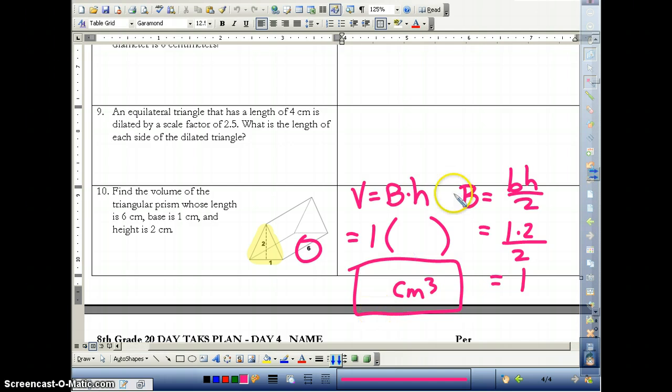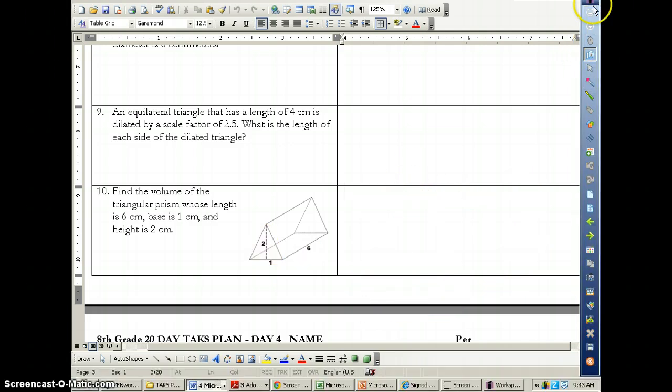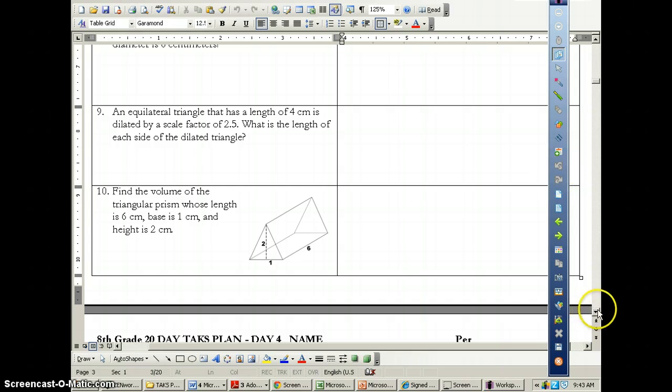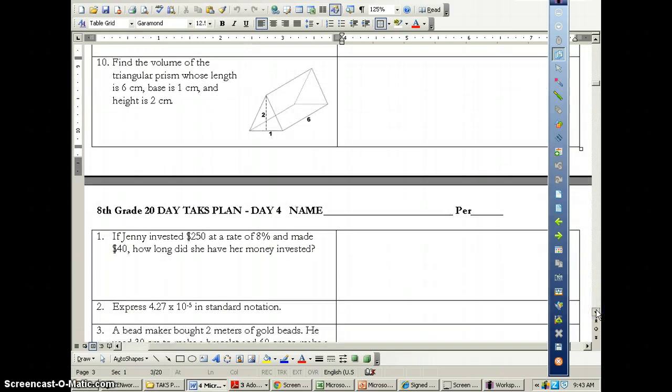All right, let's move on to day 2. Let's see if I can get this done in under 15 minutes. I'm only going to discuss the ones that look the most difficult.